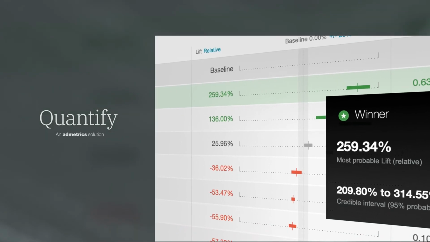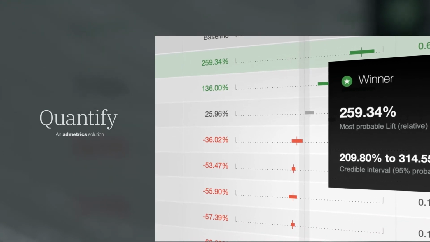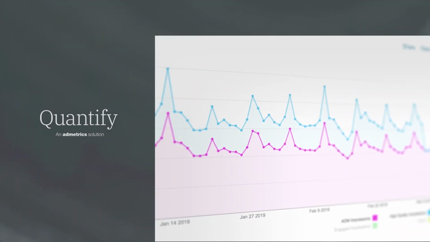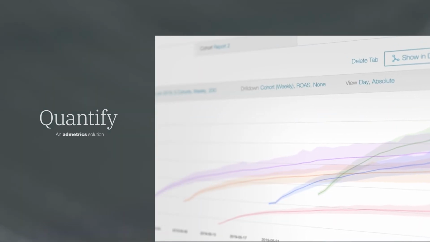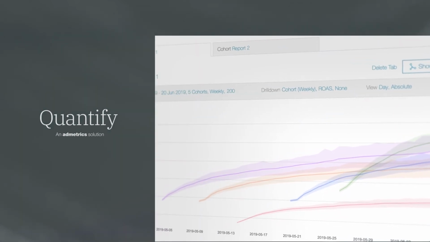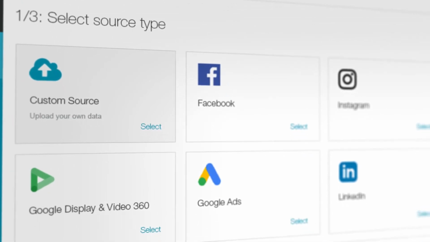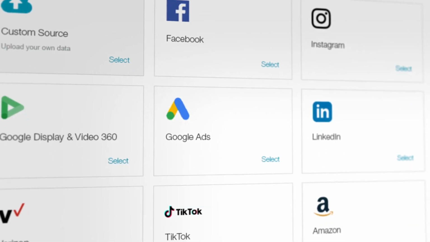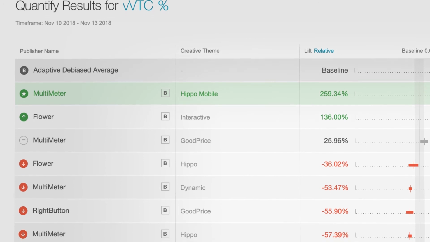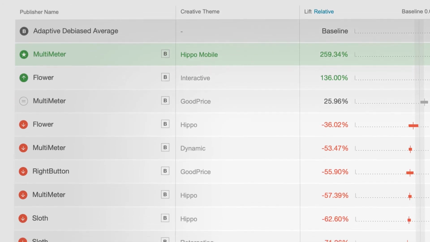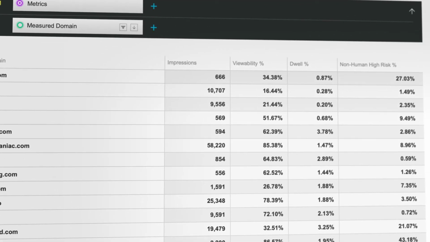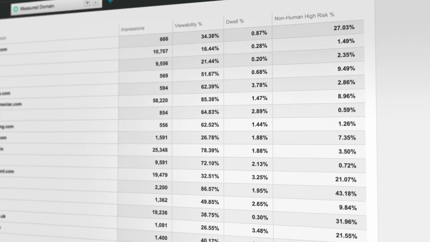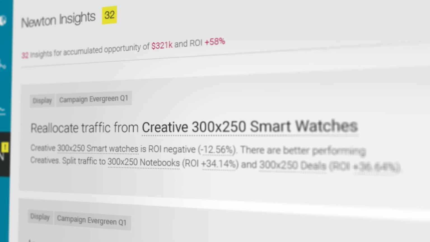Our flagship product Quantify is the first out-of-the-box analytic solution that applies Bayesian statistics to generate actionable insights across all kinds of external marketing data. Connect your marketing data sources to Quantify and start making better decisions immediately. Quantify does not only efficiently test new targeting strategies, channels, creatives, or any other campaign aspect, but also extracts valuable insights from existing marketing activities.